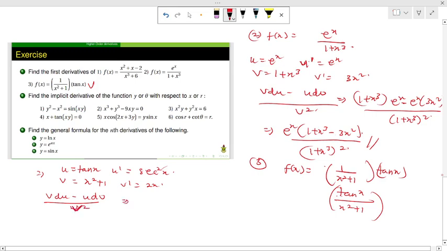And this is going to give me, my v is x squared plus 1. Du is sec squared x, right? Minus u, which is tan x, dv is 2x, all over the expression x squared plus 1, all squared. That's it.